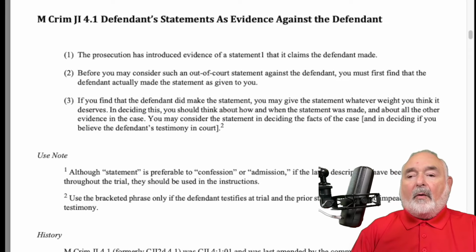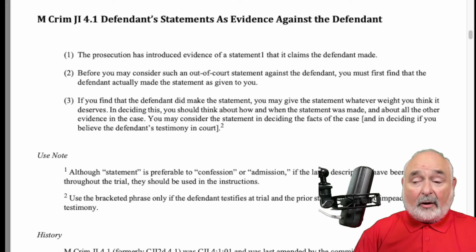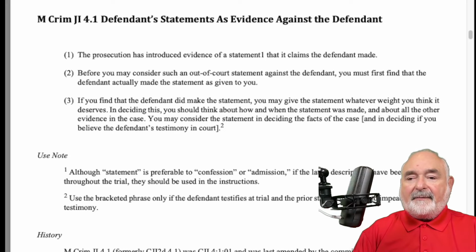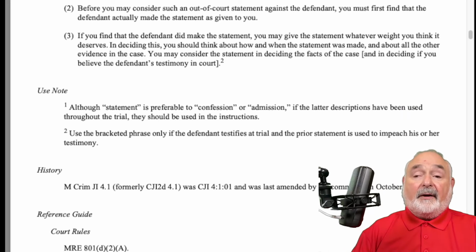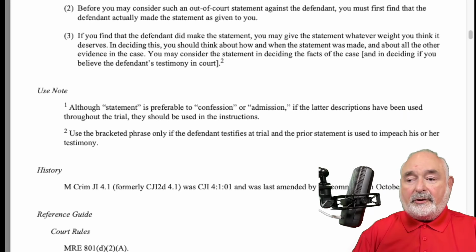Now, one of the things that they will do is they will say the prosecution has introduced evidence of a statement that it claims the defendant made. Now, notice they're not calling it a confession. Although statement is preferable to confession or admission, if the latter descriptions have been used throughout the trial, then they should be used in the instructions. But for the most part, a judge will usually instruct the parties to refer to it as a statement, because calling it an admission or a confession may not necessarily be accurate.